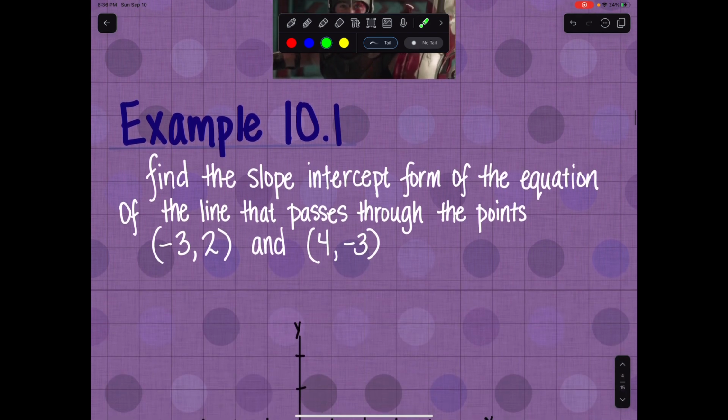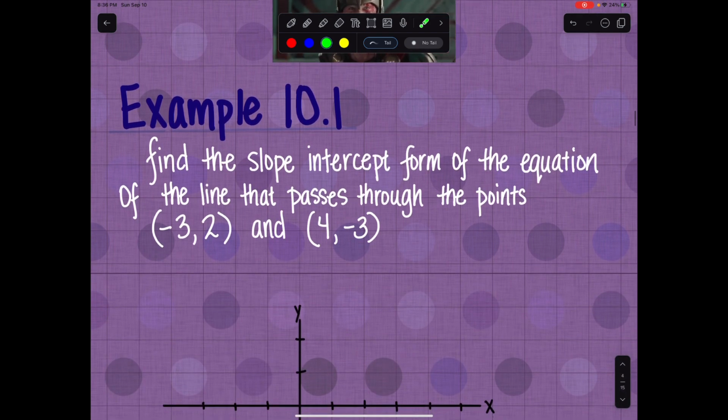All right, let's do example 10.1. Find the slope-intercept form of the equation of the line that passes through these points, (-3, 2) and (4, -3). Okay, so they gave us a couple points. They gave us these 2 points that are on a line. All you need is 2 points of a line, right? And you can figure it all out. So they want us to write an equation for the line that goes through those points.